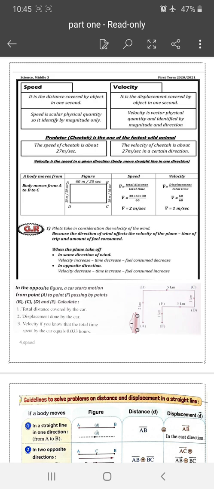Give a reason why pilots take into consideration the velocity of wind. What is the importance of the velocity of wind for pilots? Because the direction of wind affects the velocity of the plane, the time of the trip and the amount of fuel consumed. When the plane takes off in the same direction as the wind, the velocity increases, the time decreases and the fuel consumed decreases. In the opposite direction, the velocity decreases, the time increases, and the fuel consumed increases.